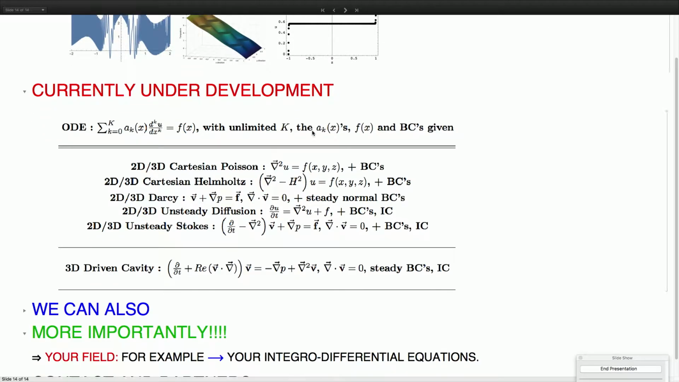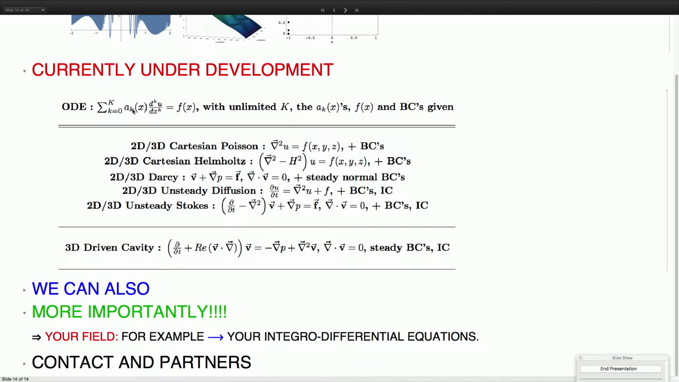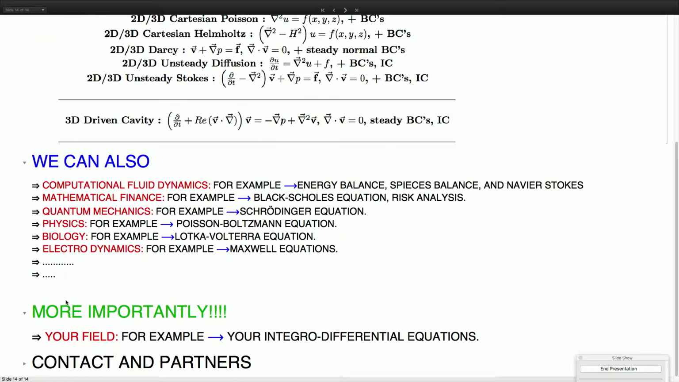With that being said, we are working right now on ODEs where the coefficient is non-constant, and 3D versions of the solvers that I showed you. And we can also do many other things, like in mathematical finance, quantum mechanics, physics, biology. If you have an integral differential equation, it is in our domain that we can solve it highly accurately.